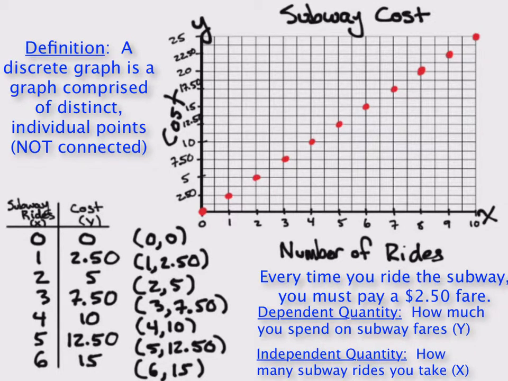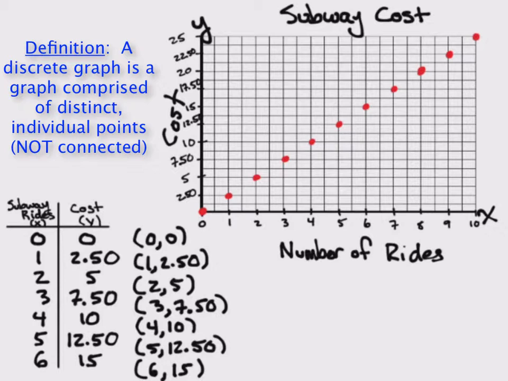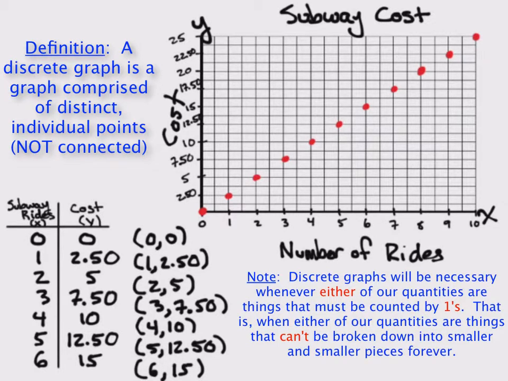So a discrete graph is a graph comprised of distinct individual points not connected. And a note, discrete graphs will come up whenever either of our quantities that are in question are things that must be counted by ones. That is, when either one of our quantities are things that just can't continue to be broken down into smaller and smaller parts forever and ever.